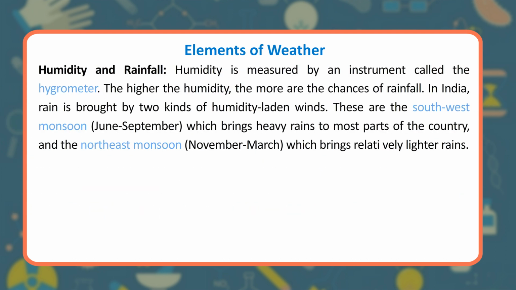Humidity and rainfall. Humidity is measured by an instrument called the hygrometer. The higher the humidity, the more are the chances of rainfall. In India, rain is brought by two kinds of humidity-laden winds. These are the southwest monsoon, June to September, which brings heavy rains to most parts of the country, and the northeast monsoon, November to March, which brings relatively lighter rains.